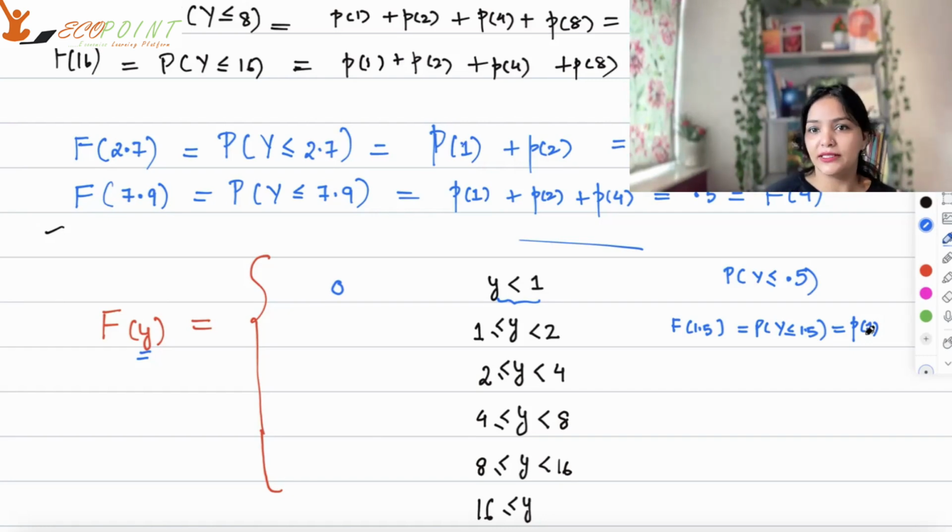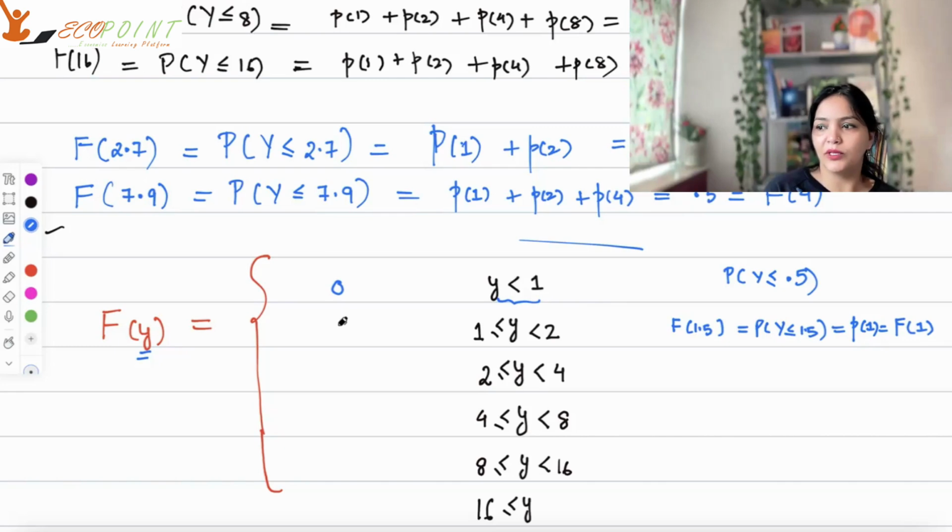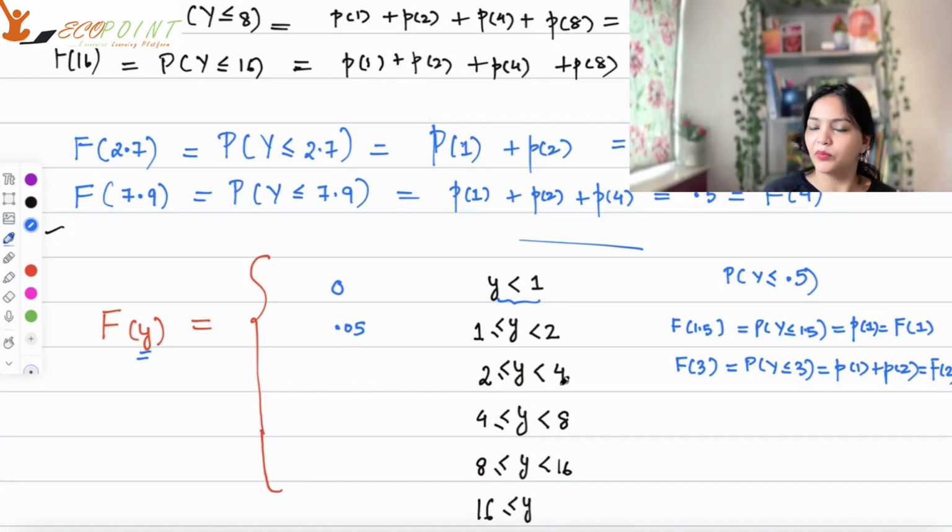Then the next value it takes is 2. So therefore F of 1.5 is the same as F1. And that turns out to be, as we have figured out, 0.05. Now, when y is between 2 to 4, let's find capital F. Let's take a value, say 3. 3 is between 2 to 4. So this means I'm interested in the probability that y is less than or equal to 3. That will be P1 plus P2, because what values is y taking which are less than or equal to 3? Only 1 and 2. And that gives me capital F2. So for the entire subdomain, when y is between 2 to 4, the probability will be just capital F2, which turned out to be 0.15.